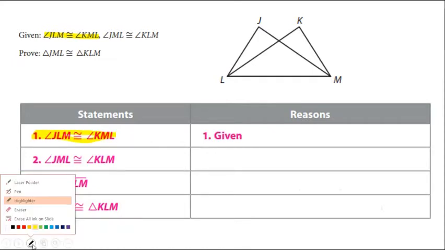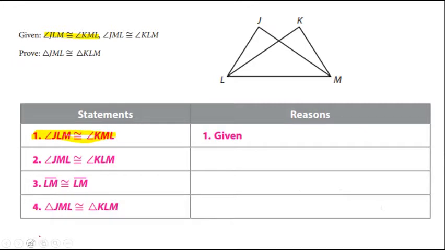So if I mark that on my triangle, JLM, so I hold JLM, so it's this angle right here, so we put a mark there. And then angle KML, so it's KML is right there.